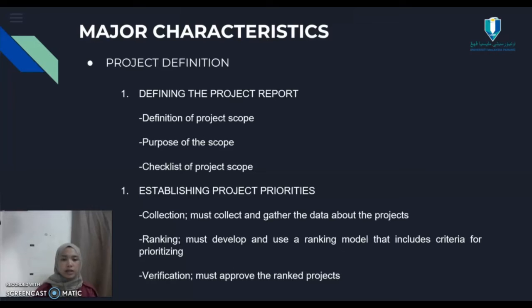Next, the major characteristic is the project definition. This is defining the project report, where we need to define the project scope, the purpose of the scope, and the checklist of the project scope. Next is establishing the project priority, which requires collection. We must collect and gather the data about the project. Next is the ranking. We must develop and use a ranking model that includes criteria for prioritizing. And lastly is the verification. We must approve the ranked project.